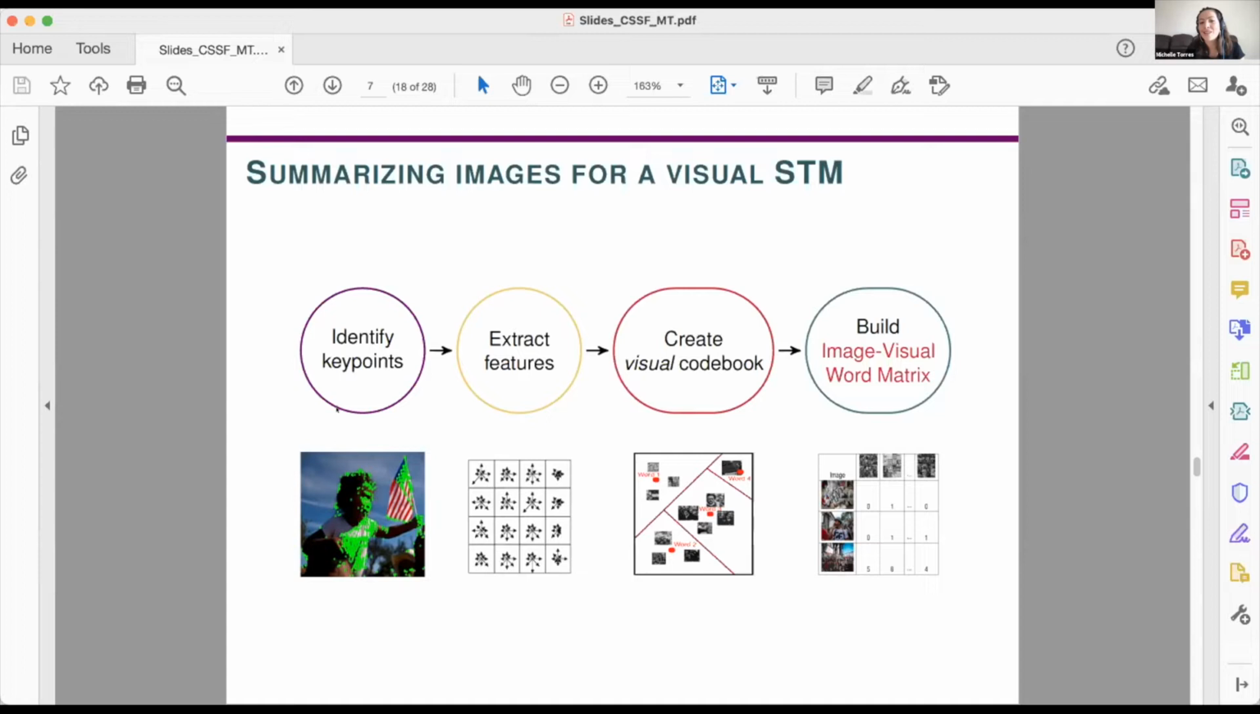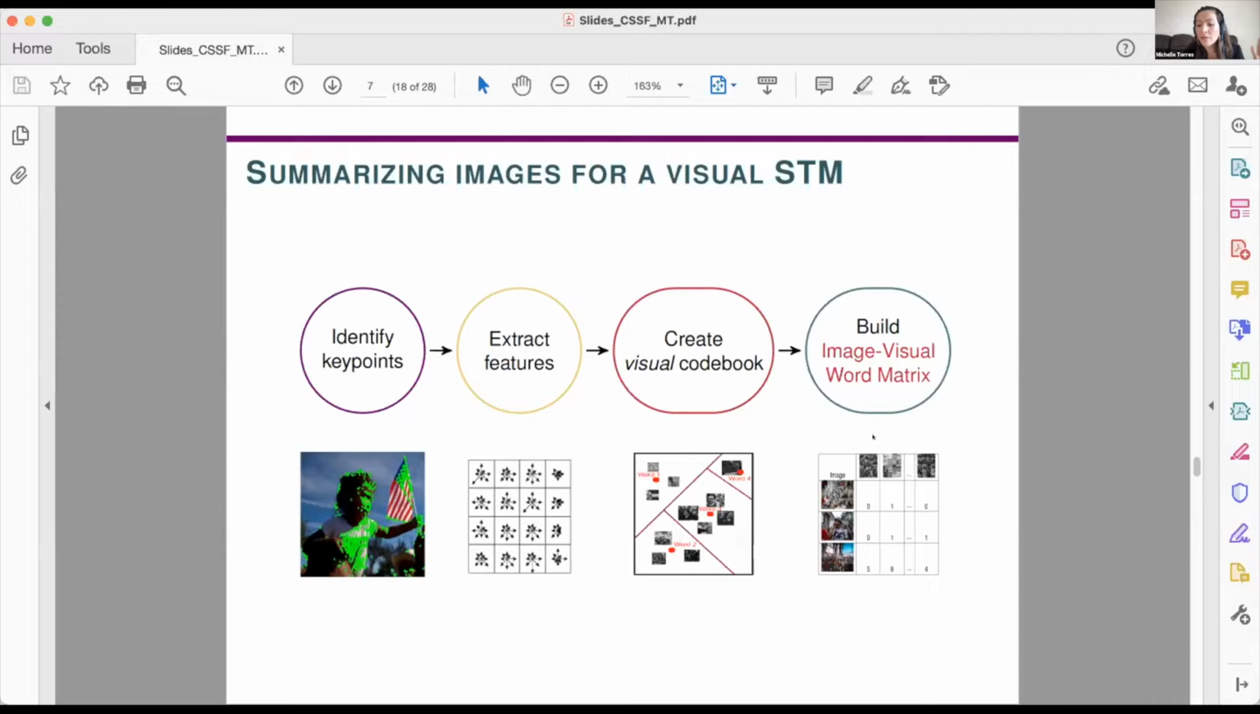In which you identify key points in the images, you extract their features, and then you create a visual codebook, because unlike text, in images, we don't have words or sentences or n-grams that really help us to create these document matrices that are so helpful for supervised and unsupervised algorithms. So with this workflow, in which we build an image visual word matrix that emulates a document term matrix in text, we can do a lot of things like the visual structural topic model.